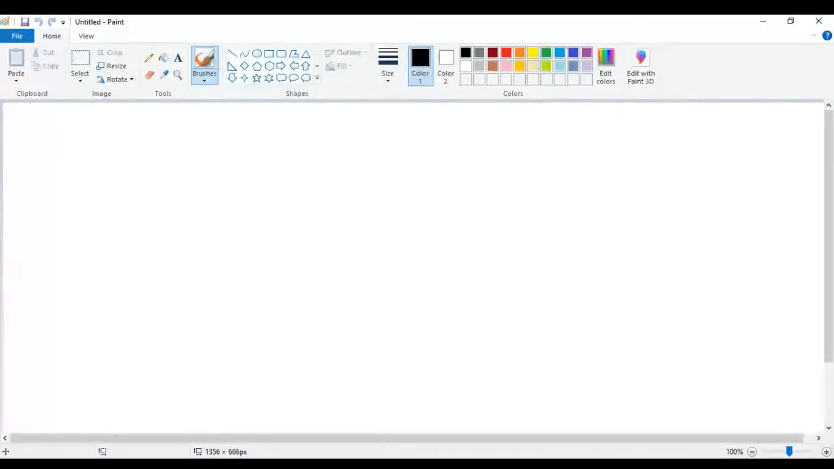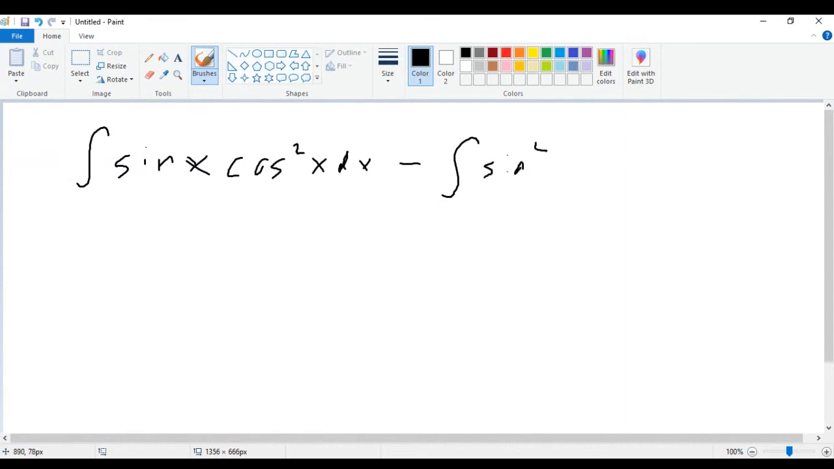Alright, so again, we've got u and du, so this becomes negative. Now we're at the point of the integral of sine x cosine squared x dx minus the integral of sine to the fourth x dx. If we let u equal cosine x, then du is negative sine x dx. So this is the negative integral of u squared du.